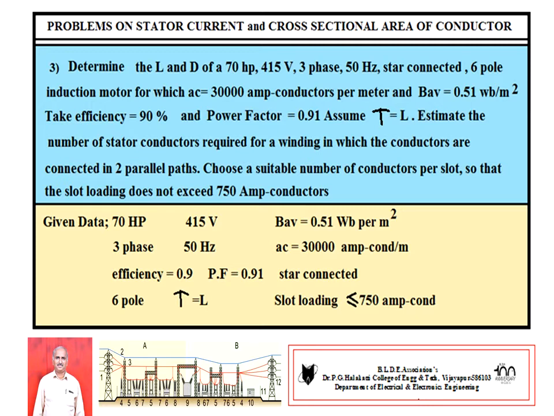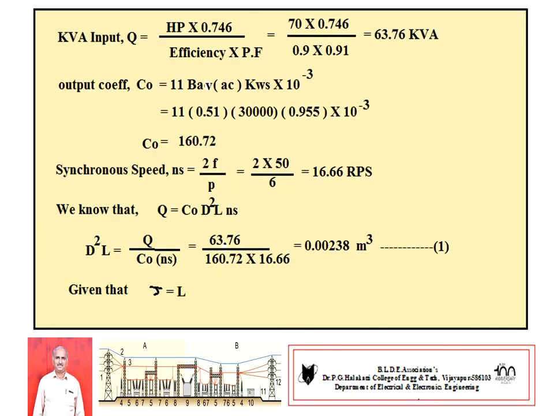This is the given problem. Only one change you can see: the number of parallel paths is given as 2, and the induction motor is given with the rating in HP. So you write down all the given data in symbolic manner: 415 volts, 70 HP, B average, AC, efficiency, power factor, number of poles, slot loading. Now you start the problem.